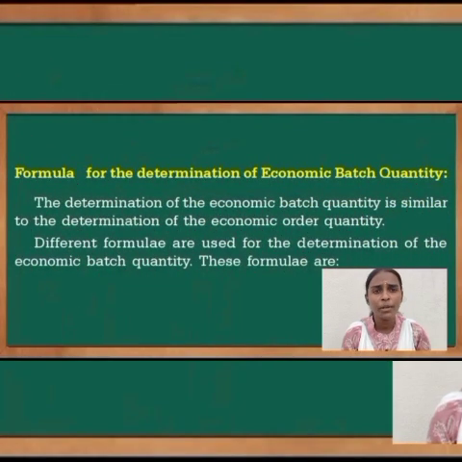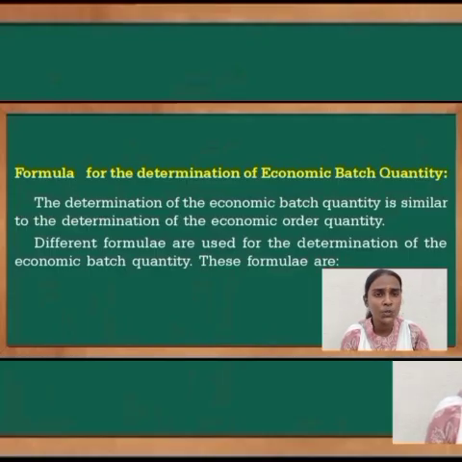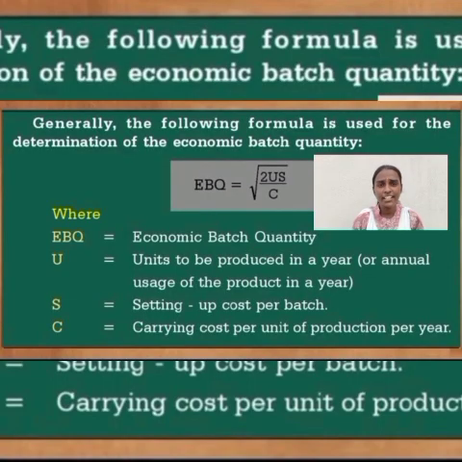Determination of economic batch quantity. The determination of the economic batch quantity is similar to the determination of the economic order quantity. A different formula is used for the determination of the economic batch quantity. The following formula is used: EBQ is equal to root of 2US divided by C, where EBQ is equal to economic batch quantity.